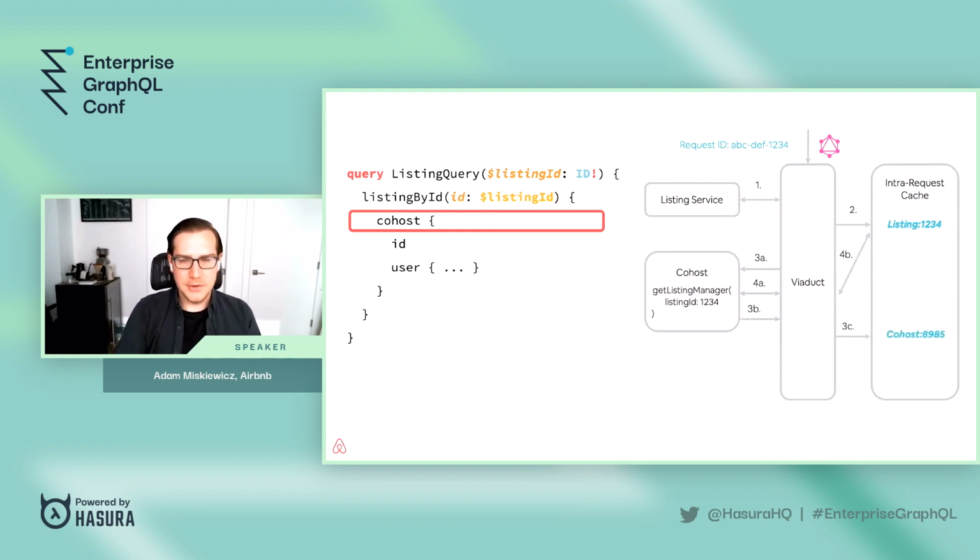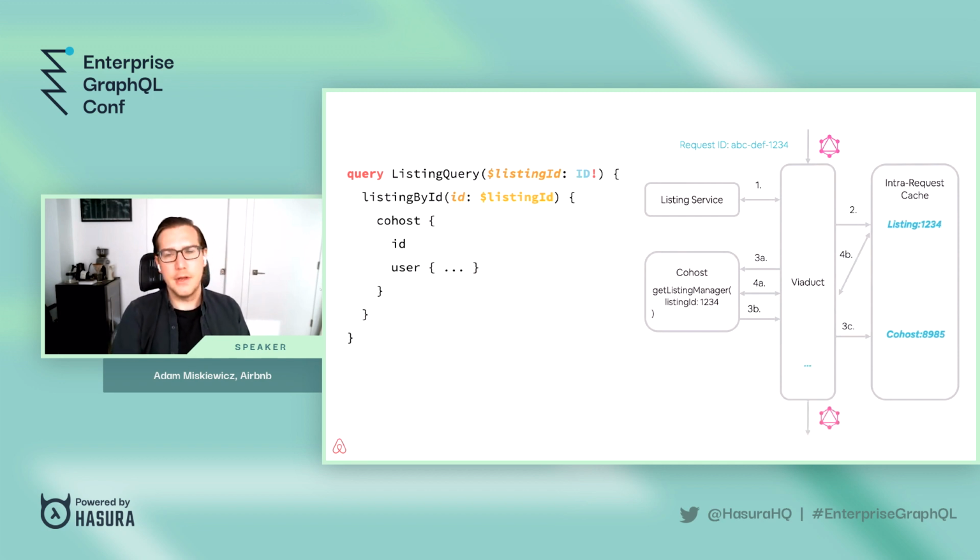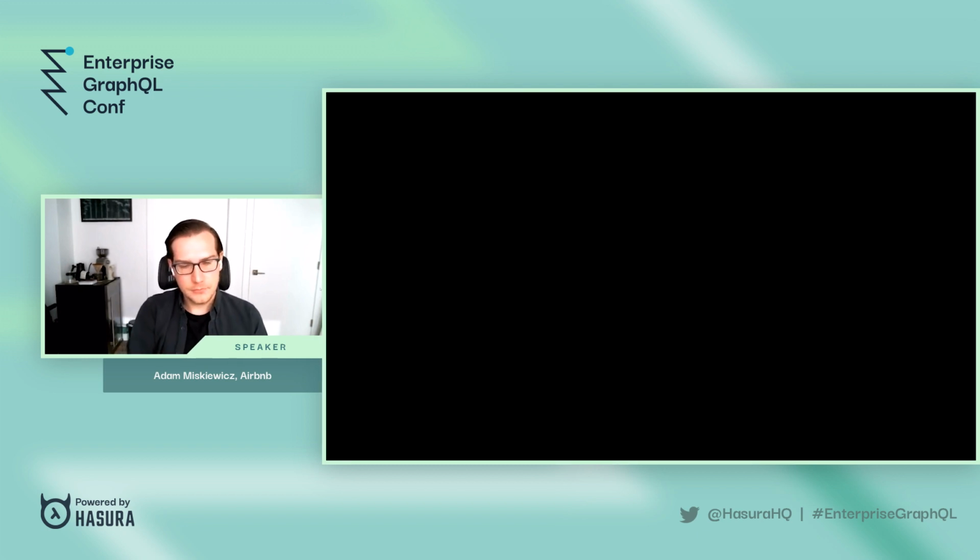Finally, the co-host service is going to respond back to Viaduct. Viaduct is also going to cache its data, and the request is going to continue. All of this is keyed by that unique request ID that we generated at the beginning of the client request. That's how we can tie all of this together.